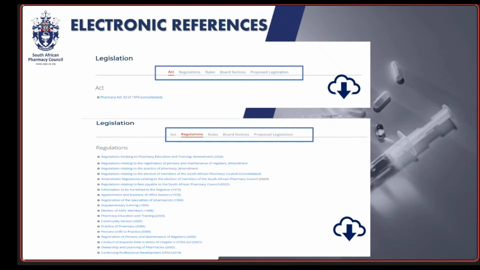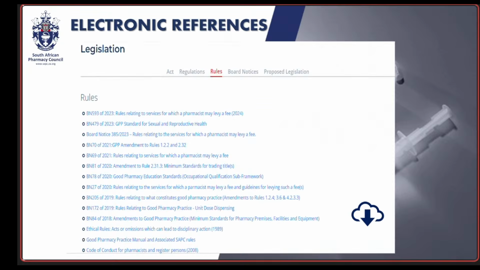This is maybe an old copy, so there will be updated versions on the SAPC website. There you will see all the amendments. So make sure that you look at the amendments and apply that to the Pharmacy Act. Then the next one is rules. So the second one from the bottom, you will see that that is the Good Pharmacy Practice Manual with the associated rules and the ethical rules as well.